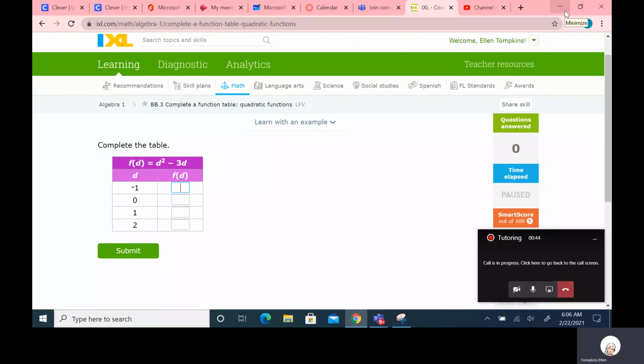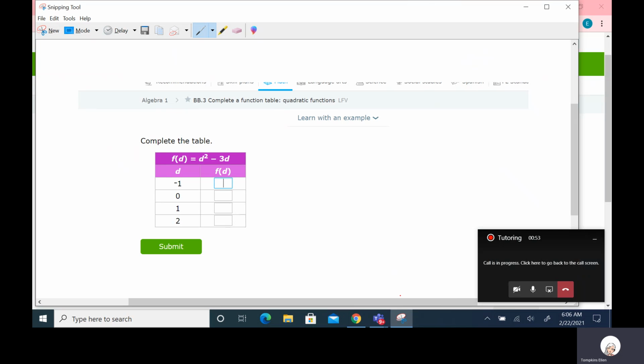We're completing a function table for quadratic functions. Now with these, you cannot do these in your head. So I'm going to pull up a snip tool of the same one that I've just done. When you do these in your head, you will make mistakes. Maybe not the first one, but it will happen. But you're going to go ahead and plug in.